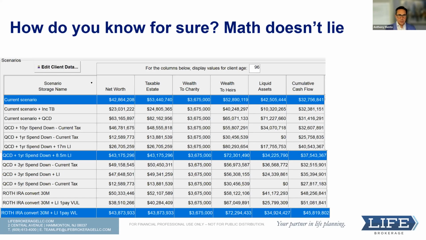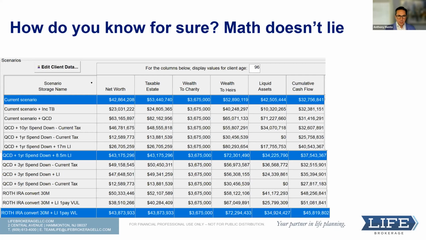Here's the customer I just described to you. We looked at the current scenario. We looked at using qualified charitable distributions. We looked at spending it over 10 years, 1 year and buying 17 million of life insurance, 1 year and buying 8.5 million of life insurance, a 3 year spend down, a 5 year spend down, and a Roth conversion. It all comes back to the same place.